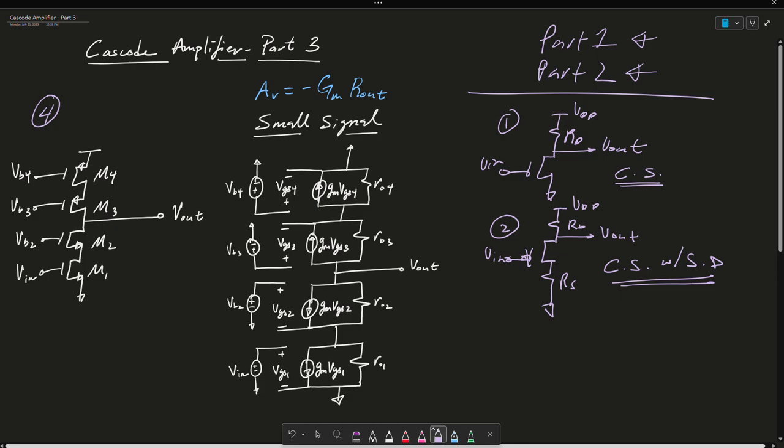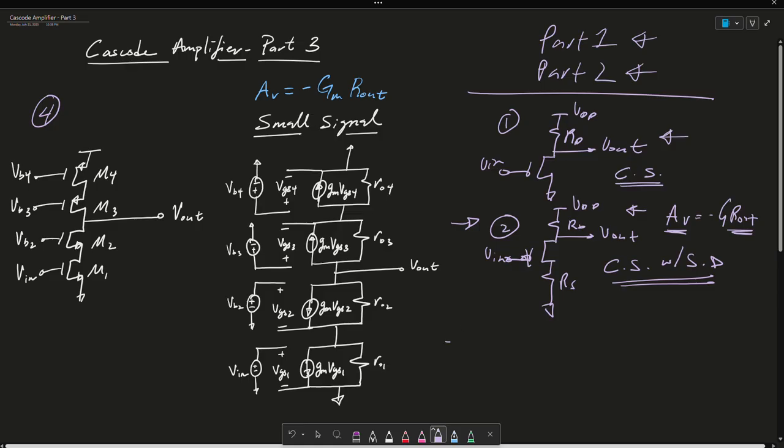Again, the reason why we want to consider the second progression is because our AV gain, which is minus the transconductance times R out, this R out is bigger in progression 2 than in progression 1. As a result, the AV gain is higher.